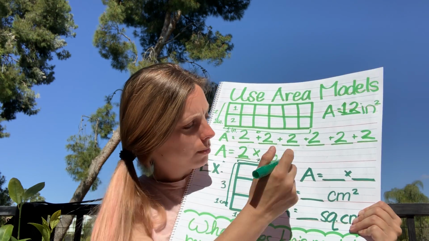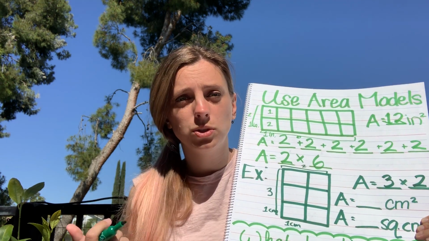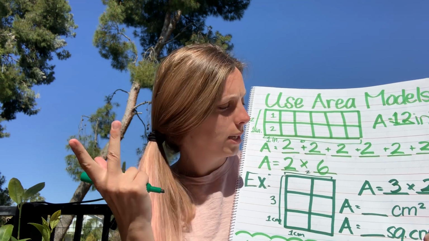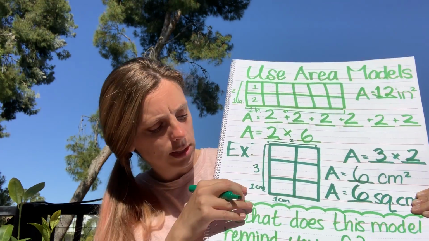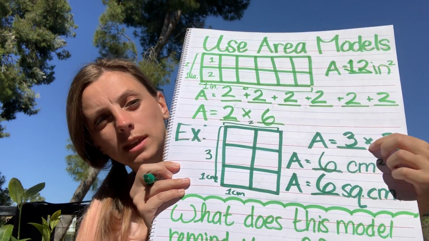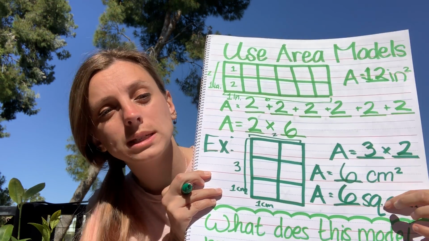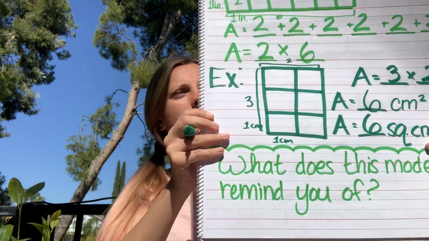So I'm gonna put in my 3 here, and my 2 here. And I can count by 2s, or I can double that 3, so 2, 4, 6. So my area would be 6, and my units, if you noted, we always look at our units, we're centimeters. So I end up with the area is 6 centimeters squared or 6 square centimeters.